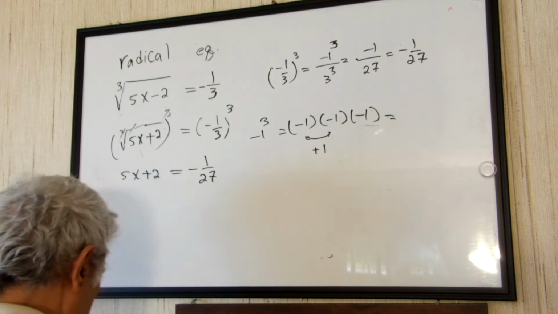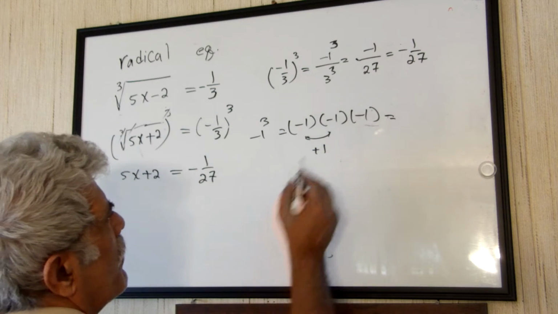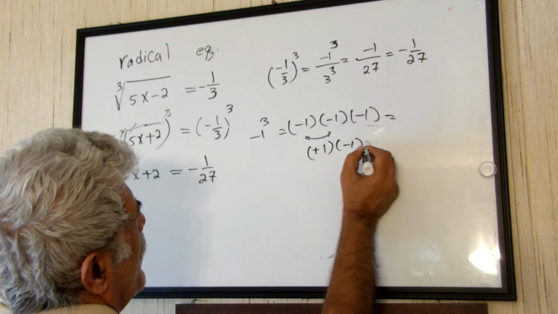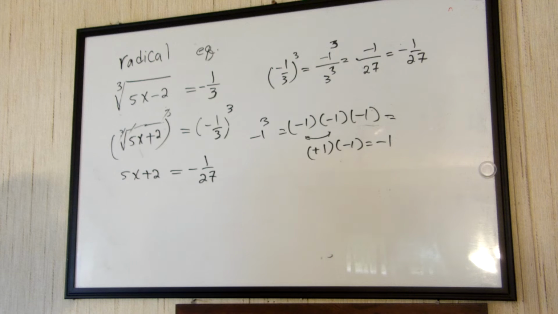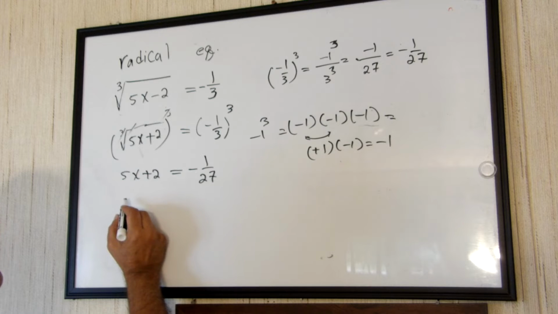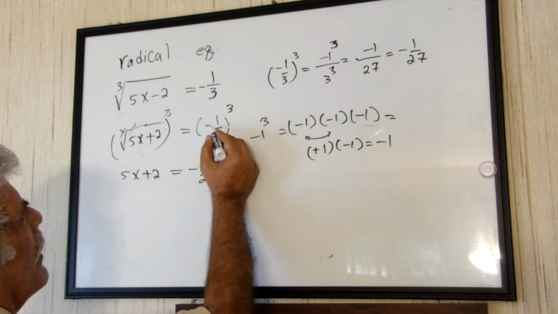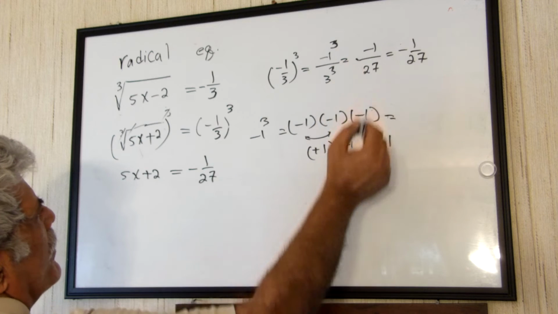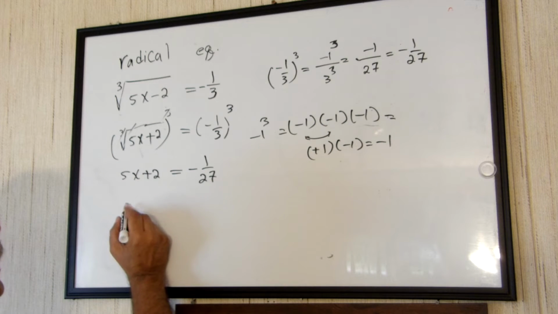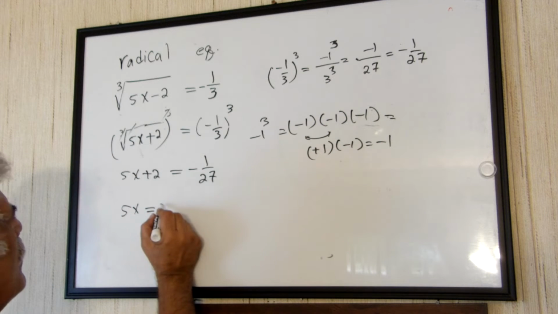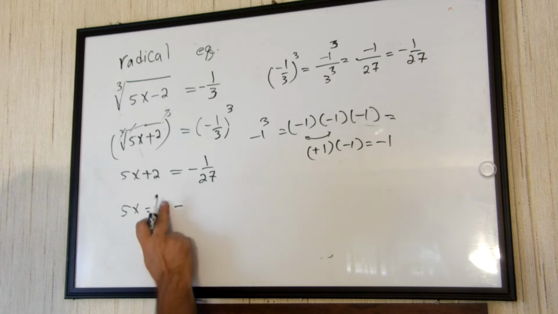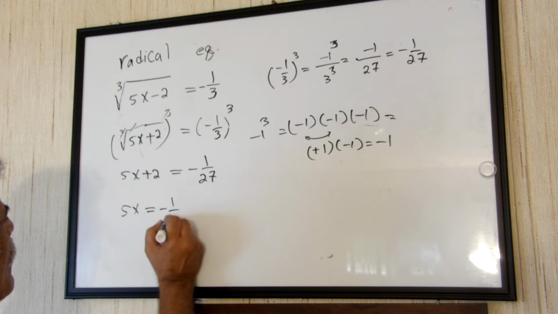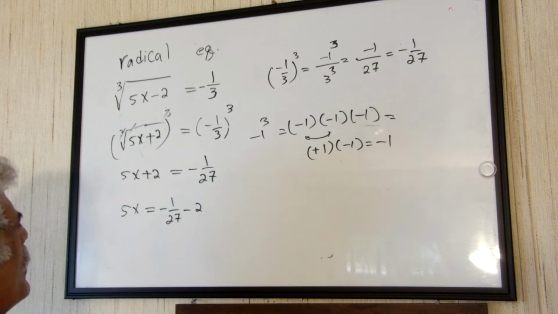A minus times a minus number is going to be plus, and then this one times minus 1 is going to be minus 1. So minus 1 to the power of 3 is going to be minus 1. And then 5x is equal to minus 1 over 27, and 2 is going to go to this side, to the negative side. So minus 1 over 27 minus 2.